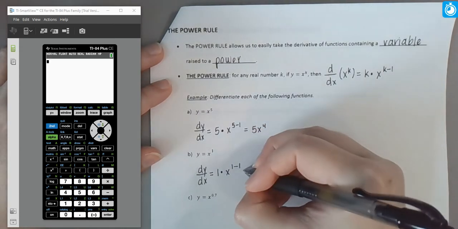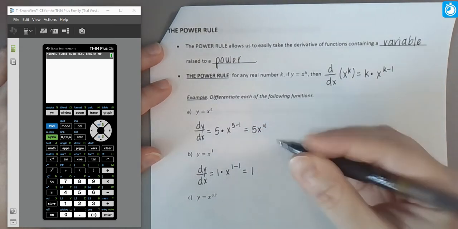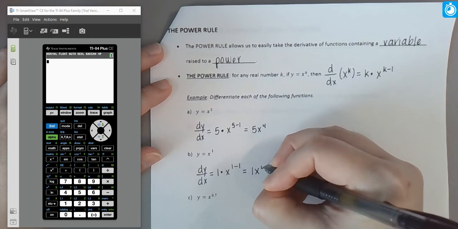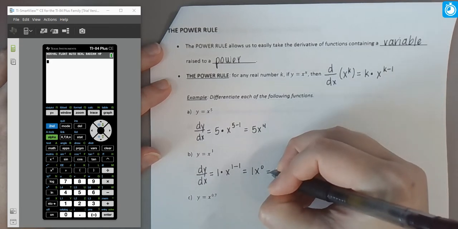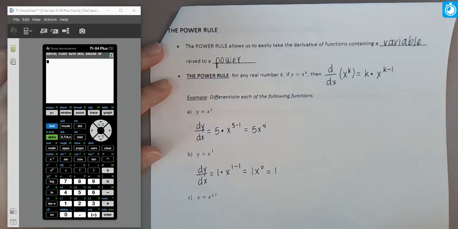So if we simplify this, we have 1 times x to the 0 power. Now if you remember, anything to the 0 power is going to be equal to 1. So 1 times 1 is just going to be 1. So in this case, the derivative of y with respect to x for this particular function is going to be 1.